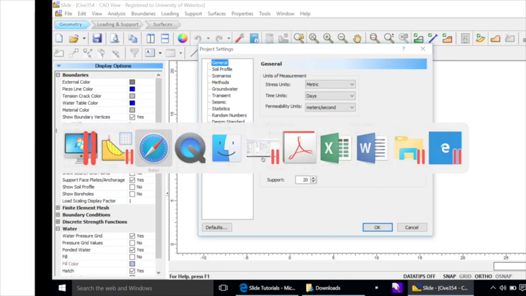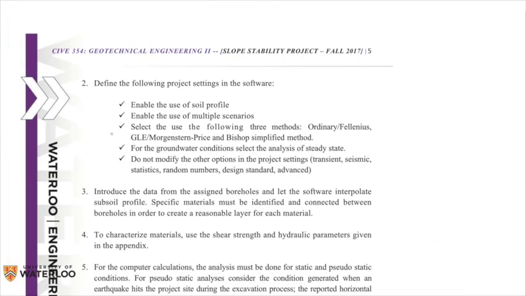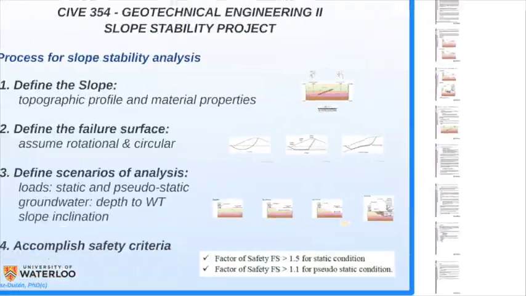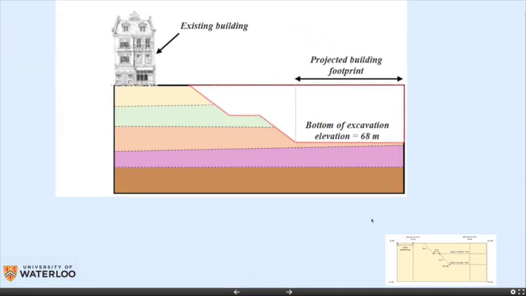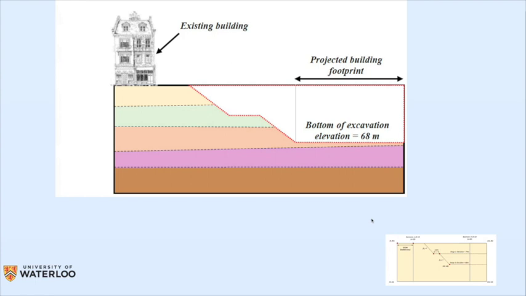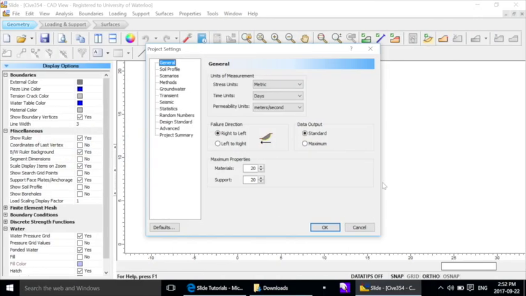If you check my problem, if this is going to consider a rotational movement, the movement is in that direction, okay? It's going left to right. So we have to consider that to define the first thing here, the failure direction. So we are going left to right. Okay, this is basically the only thing we need to change here.